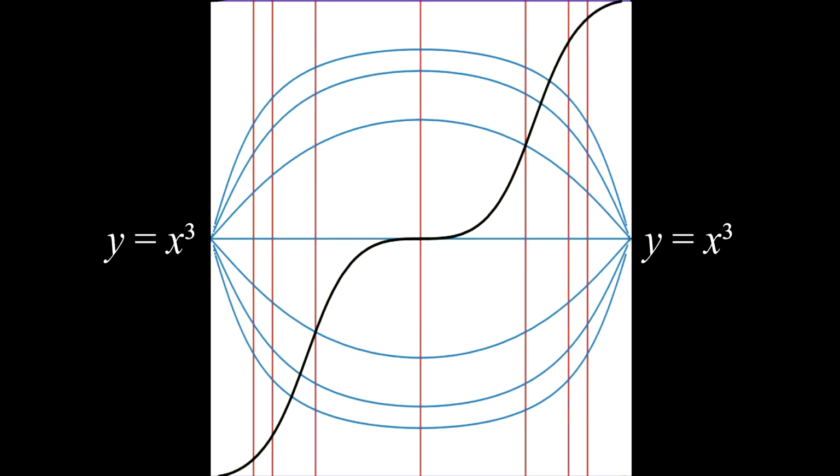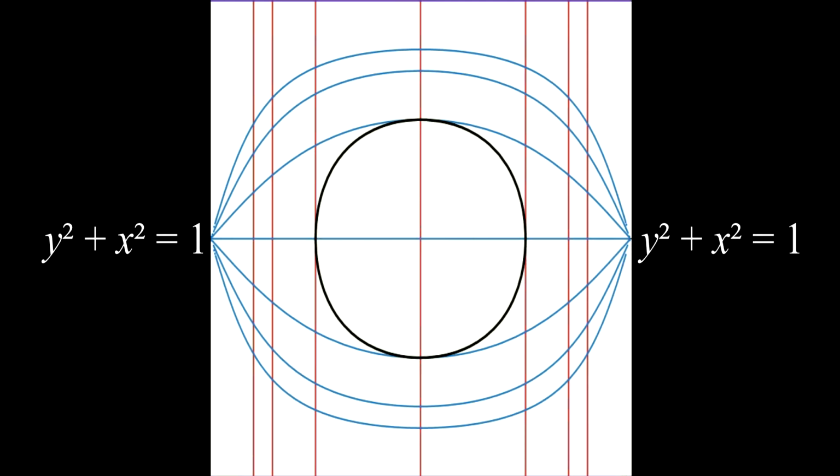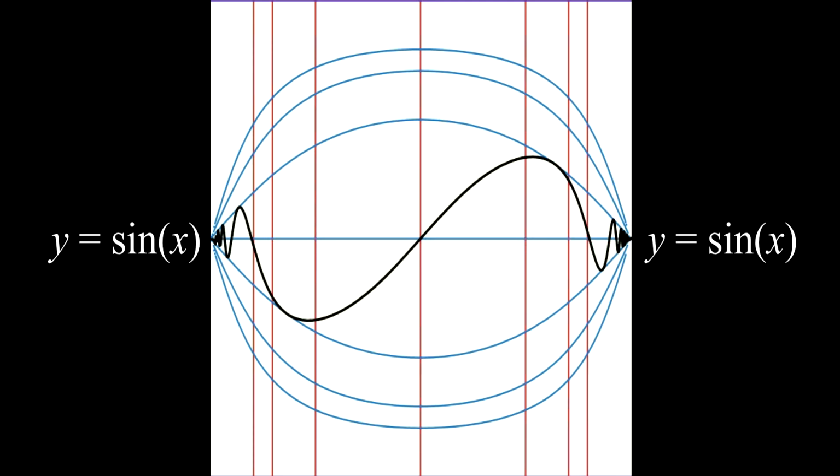The x cubed will go toward the top and the bottom because it's an odd equation, but once again, it will still go toward the points at infinity with infinite slope. Here's a circle. That's quite cute. And now we're going to go on to some trigonometric equations.